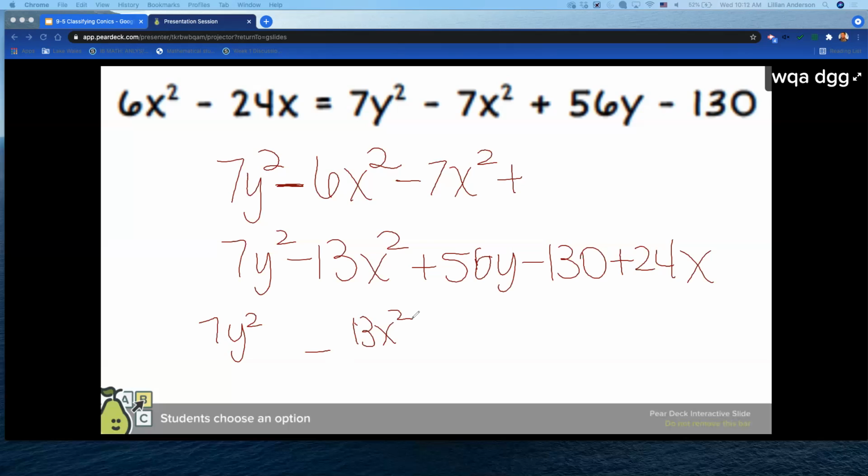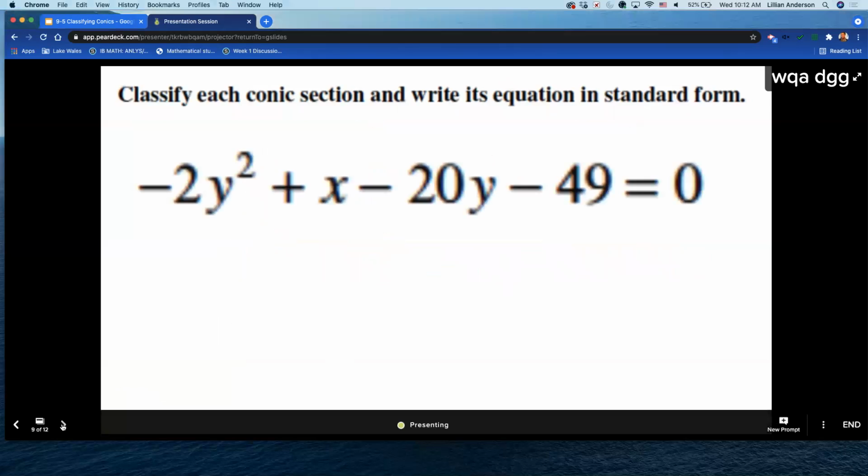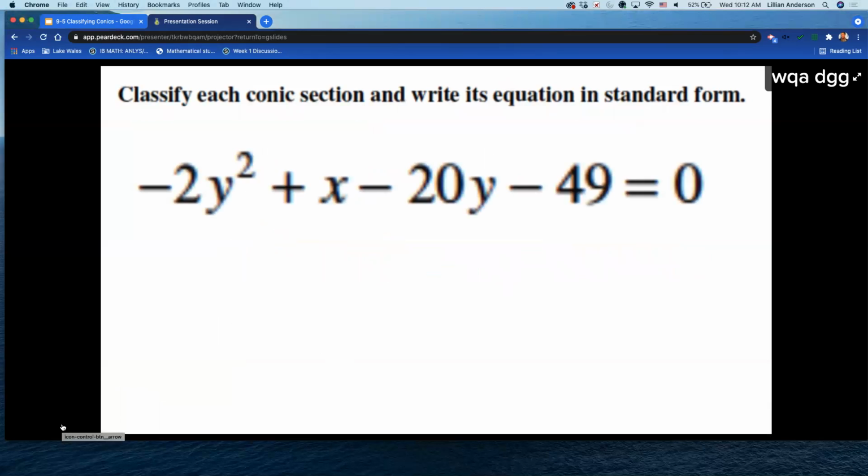Questions on classifying? No, ma'am. Okay, then let's combine some things with classifying as well as making sure that we are still good on converting things into standard form. This one I'm going to do with you guys, with your assistance, and then you'll have a few to do on your own. First off, what type of conic is this?